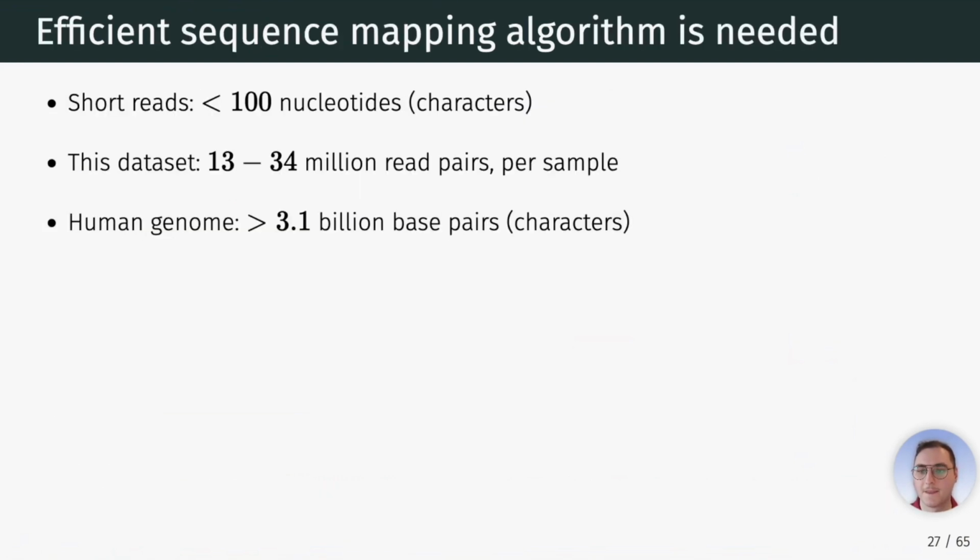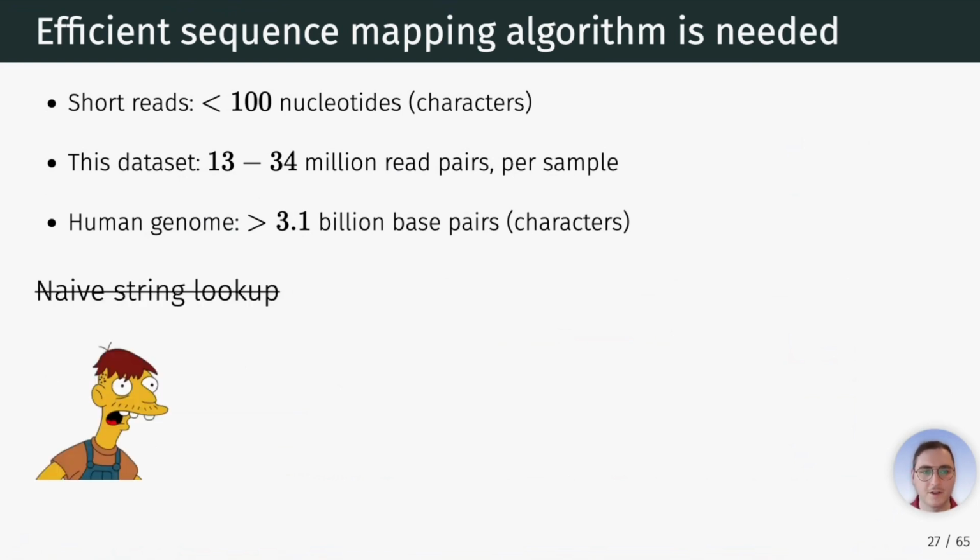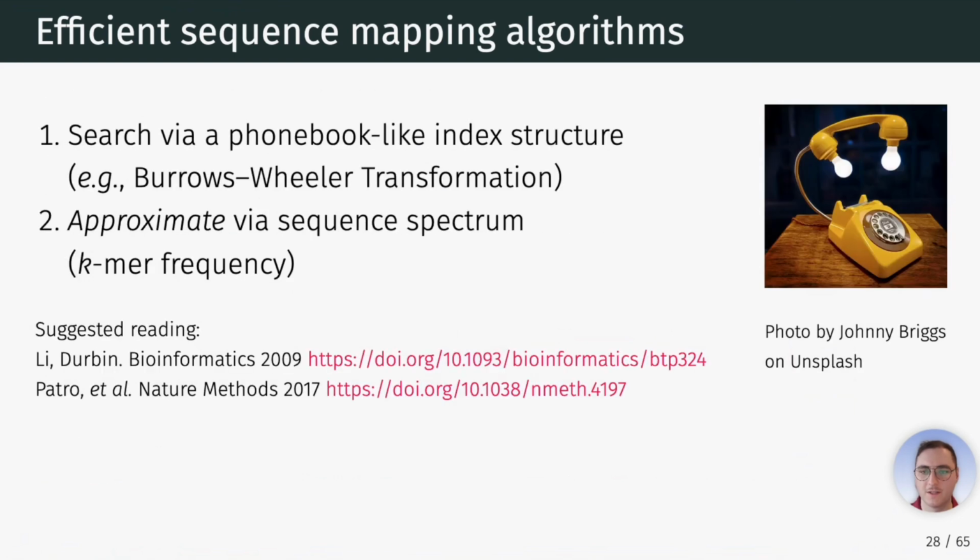Another aspect is efficiency. We have short reads here, just a bit under 100 nucleotides, or characters if you think of it as a computer scientist. Per file, per sample, we have, in our case of this data set, somewhere between 13 and 34 million pairs of reads. And the human genome is more than 3 billion base pairs long. So we have a lot of reads and a large genome. We can't just read the genome front to back and check if the read came from a certain region. We need a more efficient algorithm. And luckily, such algorithms are available.